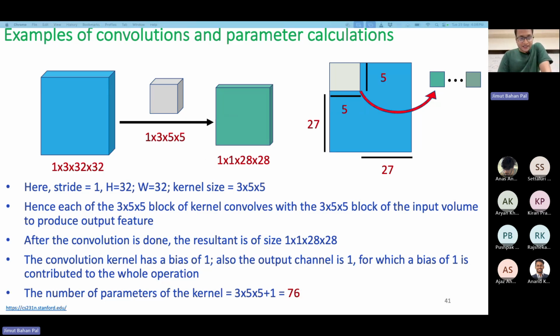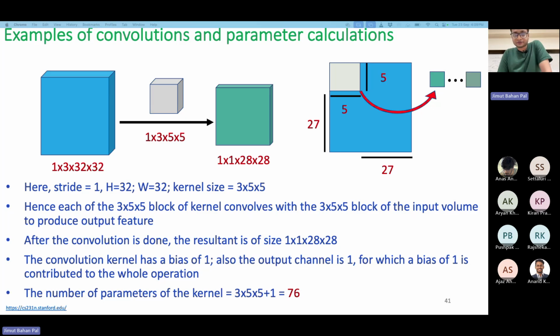So if we see in PyTorch, we can create a class using, say, Conv2d, where input channel is 3, output channel is 1, kernel size is 5, stride is 1, and padding is 0. Like the same example. Oh, I see. This is not showing this one, right?